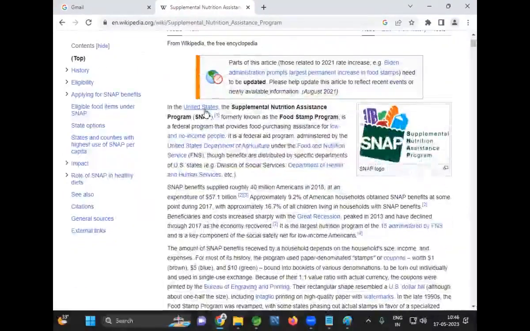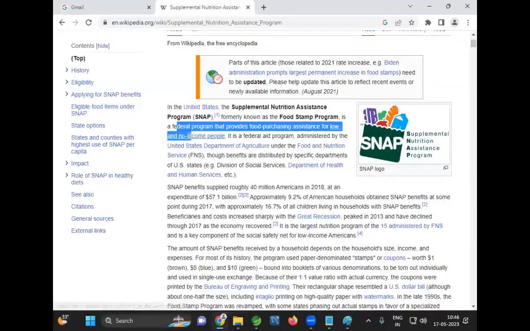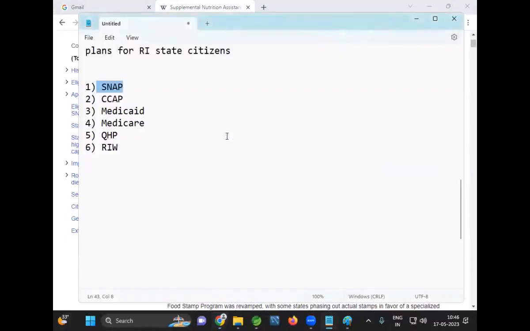In the United States, the Supplemental Nutrition Assistance Program, SNAP, is known as the Food Stamp Program. It is the federal government that provides food purchasing assistance for low and no income people. The family who has low income or no income, for that family the government will provide the SNAP program. What is the meaning of a SNAP program? They will provide assistance to purchase food for their family. That means the government will provide some money to that family on a monthly basis.